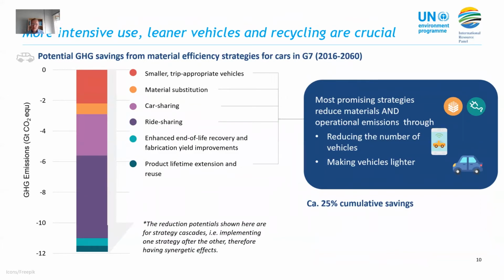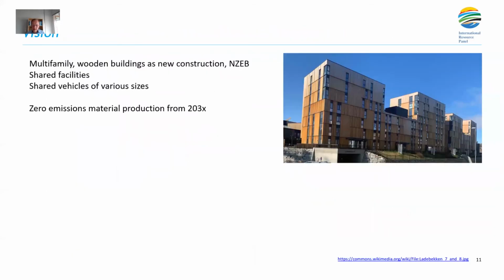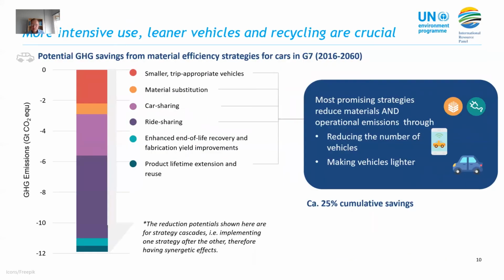Similar strategies also apply within the cars sector. So we can use cars more intensively by ride sharing, by car sharing. We can reduce the average size of the vehicles on the street by sharing vehicles, so that we have smaller and trip-appropriate vehicles available for our uses. And there are further opportunities related to the substitution of materials.